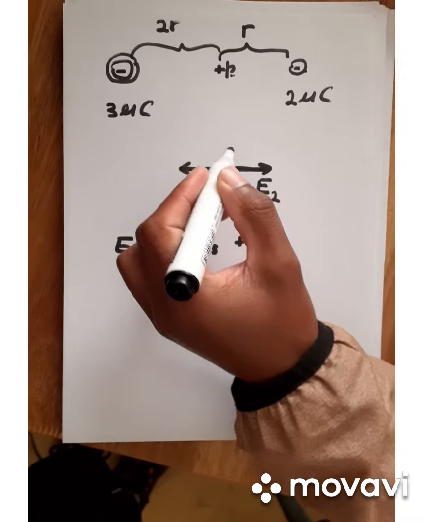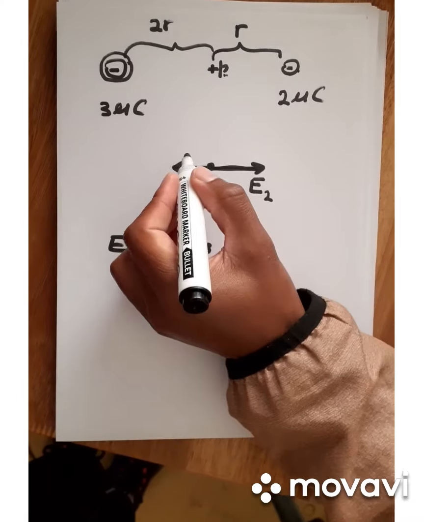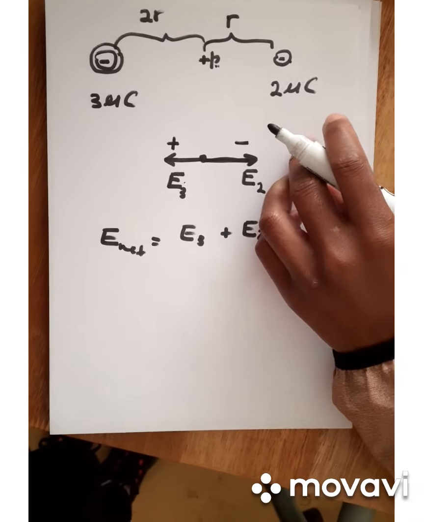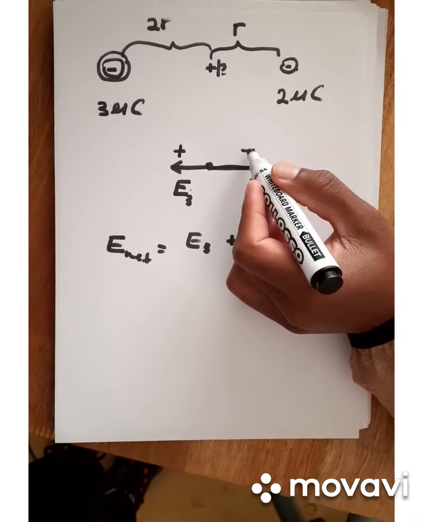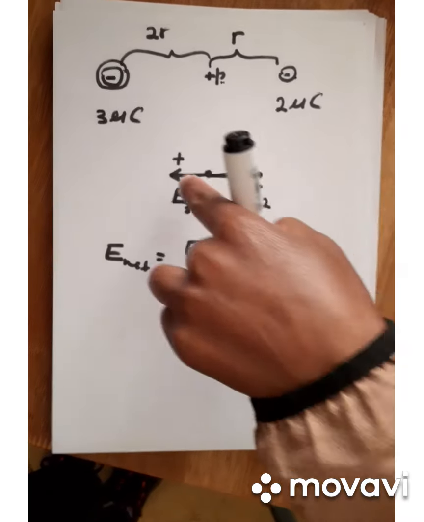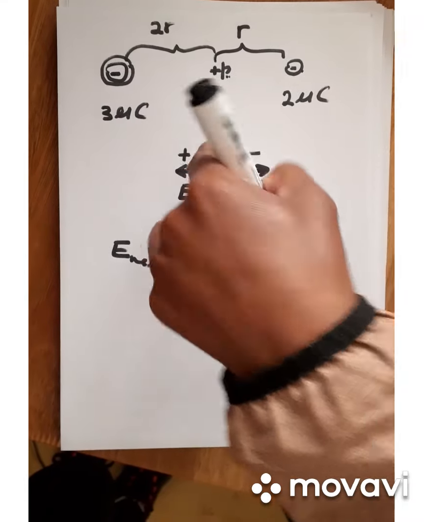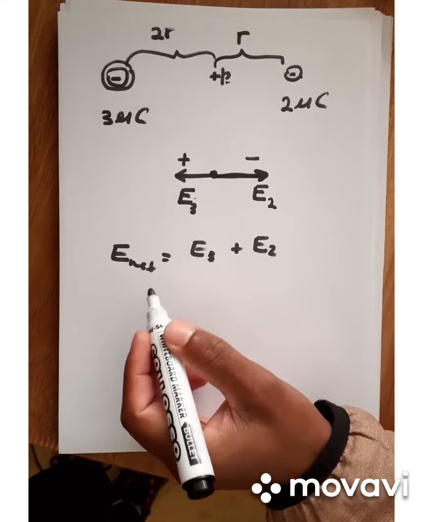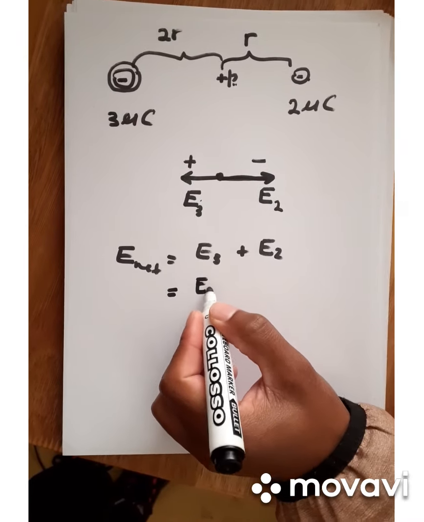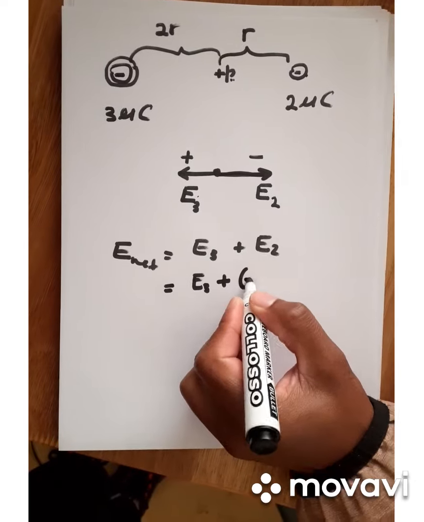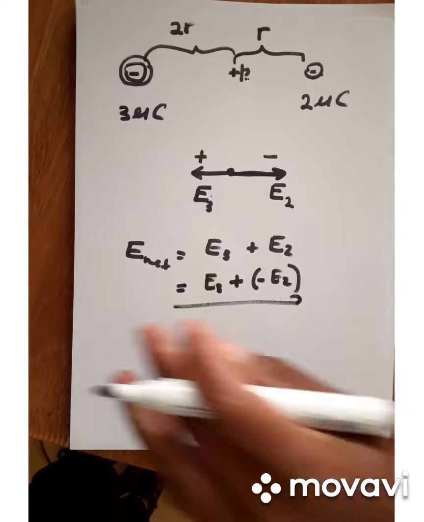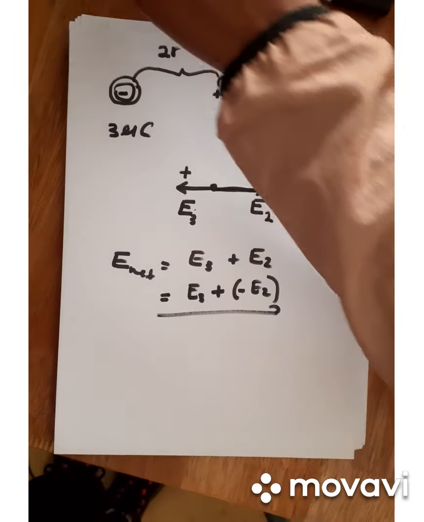Now remember I said you treat this as a vector, which means if you choose this to be positive, this is going to be negative. You see? What is negative here? The direction, not the value. What is positive? The direction, not the value. So then automatically it is going to be positive E3 plus negative E2. This is it.